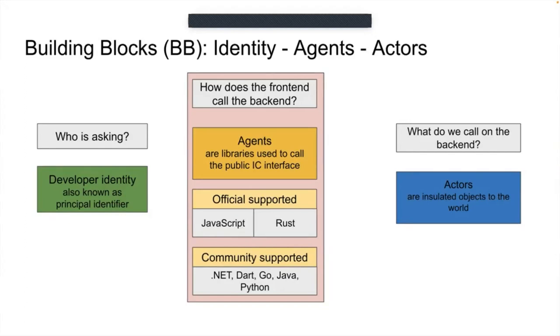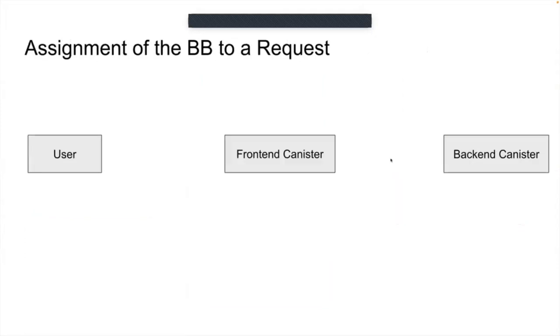And this is the connection between the front-end and the back-end canister. That means that the agent calls a publicly exposed function from the actor, and in this way, the data flows between the front-end and the back-end canister. In order to make the connection between the building blocks and the typical HTTP request clear, I have assigned the individual building blocks to the respective phase in order to demonstrate how the data flows.